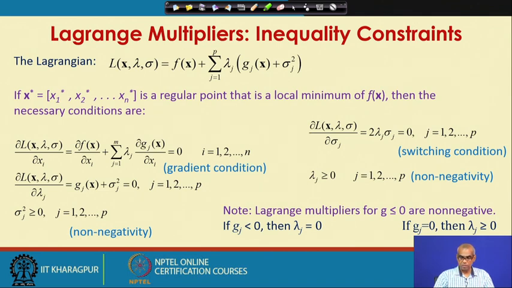So, if g j less than 0, then lambda j equal to 0, meaning if the constraint is satisfied as an inactive constraint, the corresponding Lagrange multiplier may be 0. If g j equal to 0, then lambda j may be greater or equal to 0, meaning if the inequality constraint is satisfied as an active constraint, the corresponding Lagrange multiplier may be greater or equal to 0.